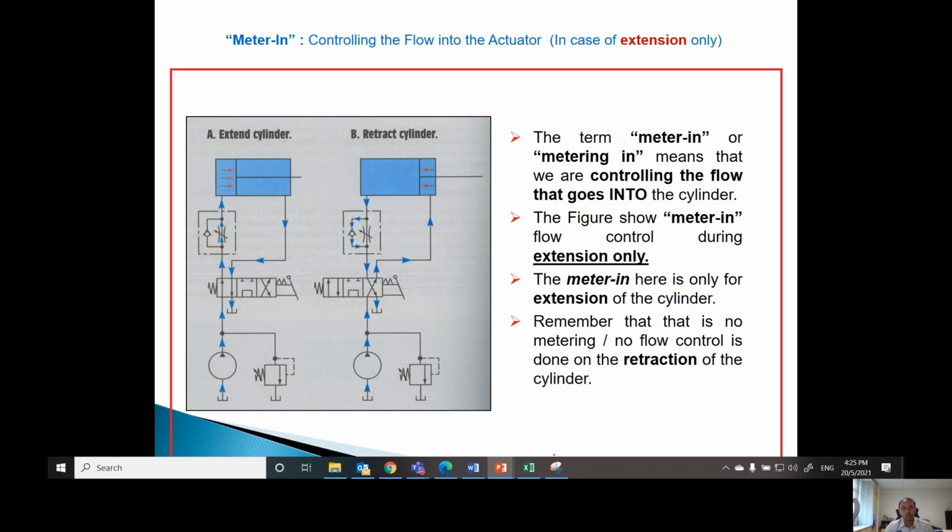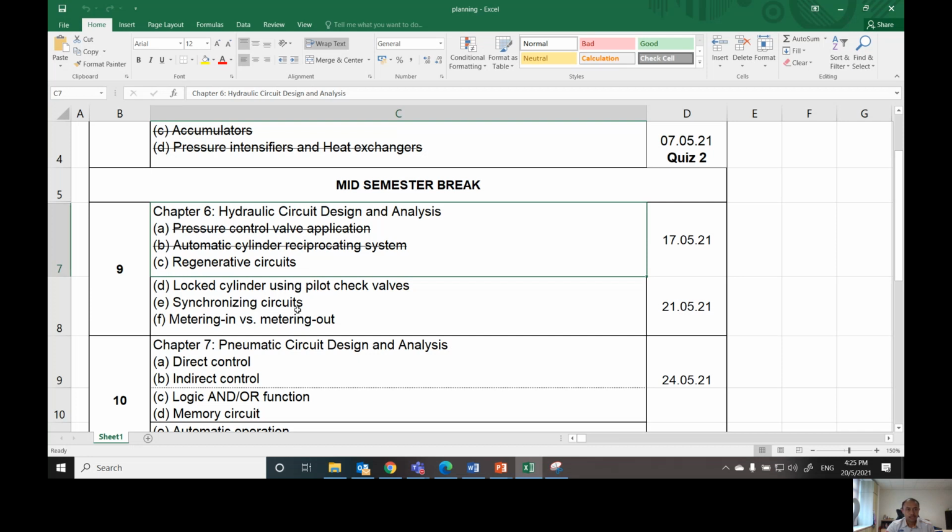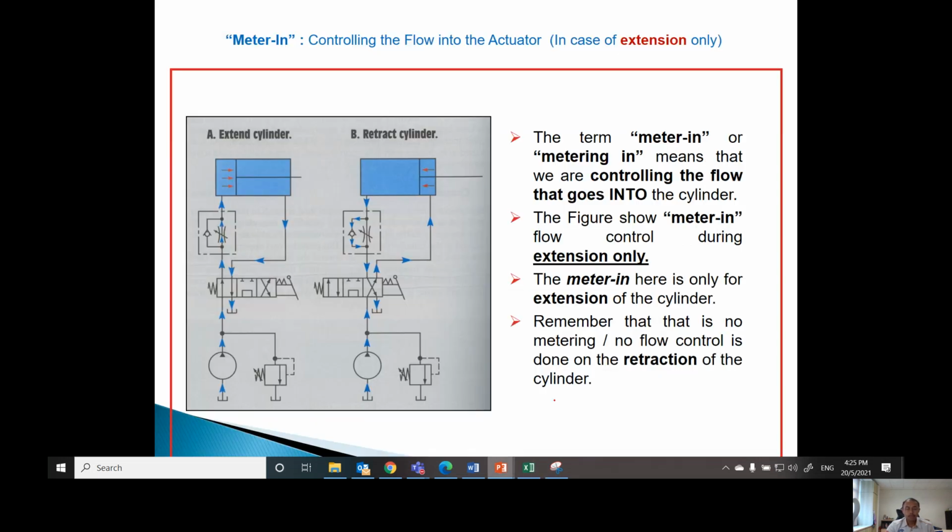Okay, and then lastly, we want to look at meter in and meter out. You have to really understand the difference, because in your quiz 3 there will be something related to this concept. You have to know the difference and how you can apply this in order to solve the question. Meter in means you are controlling the flow into the actuator, in this case during the extension only.